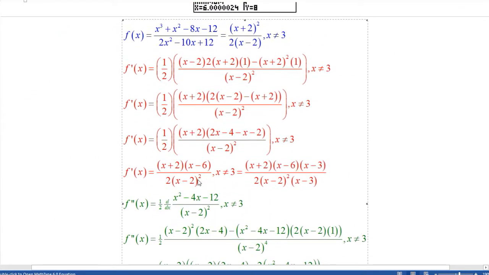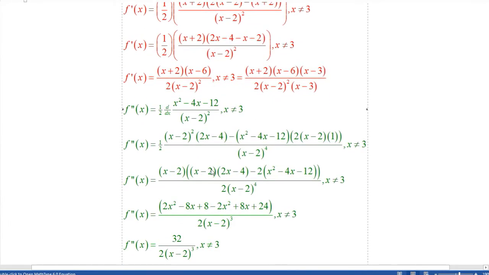Or, of course, we could just take the 6 that we found by making this 0, and plug it back into the original one, either the very original one or this factored reduced form. Either way, we plug in 6 and we get 8.